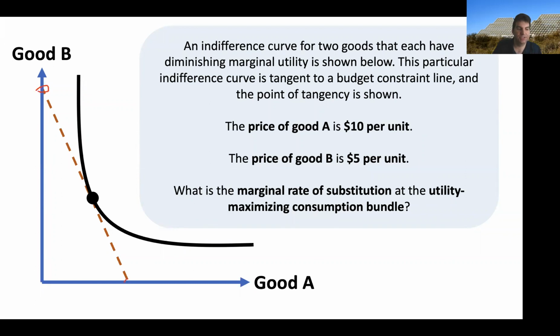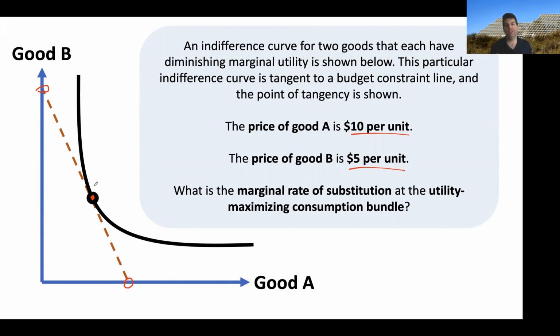So you could calculate this budget constraint line if I gave you the two prices at this point. And I then give you the prices. I say the price of good A is $10 per unit, and the price of good B is $5 per unit. And so then my question for you is, if you look at this image, what is the marginal rate of substitution at the utility maximizing bundle?